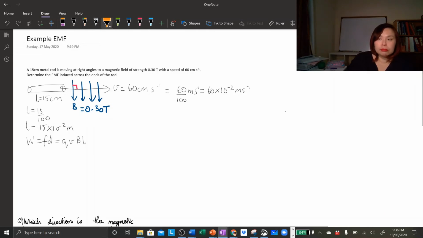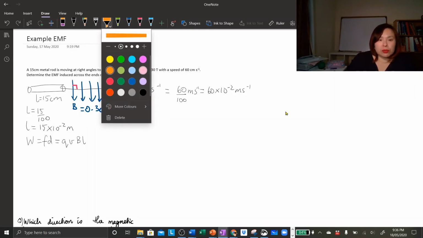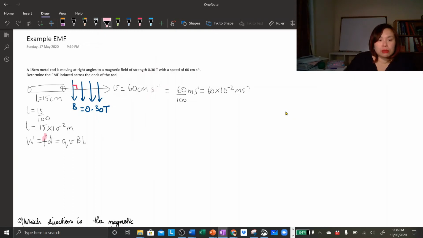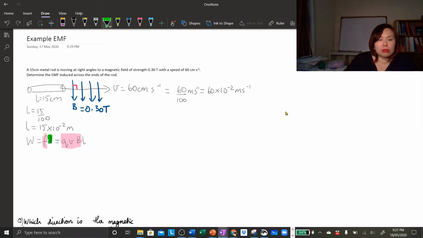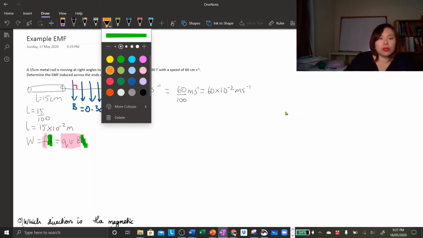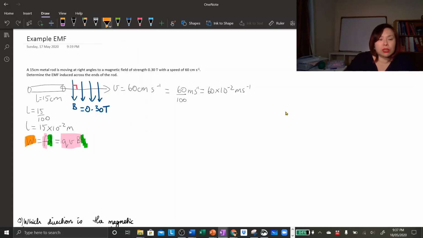Now, just to make sure we understand, the force from a magnetic field is the charge multiplied by the velocity multiplied by the field strength, and then that distance, we're going to highlight it in green. That's the length of the rod. And we'll highlight work in and of itself in orange so that we can keep remembering this.